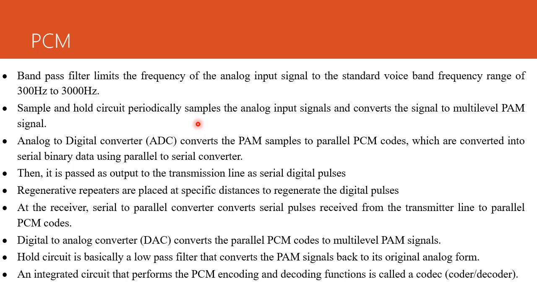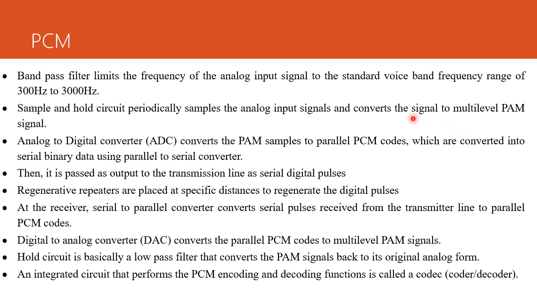That constant amplitude signal or the PAM signal is given to an analog to digital converter where it converts those PAM samples to parallel PCM codes, which are converted into serial binary data using a parallel to serial converter. So the PCM transmitter consists of a band pass filter followed by a sample and hold circuit where it converts your analog signal to a PAM signal.